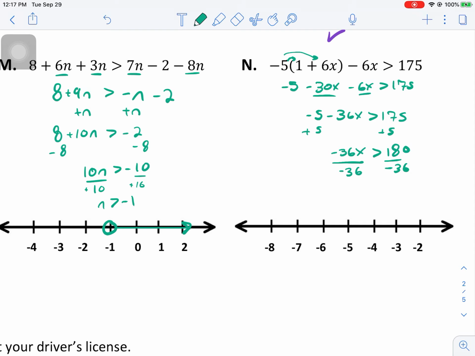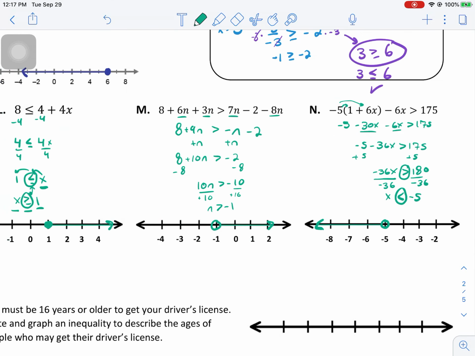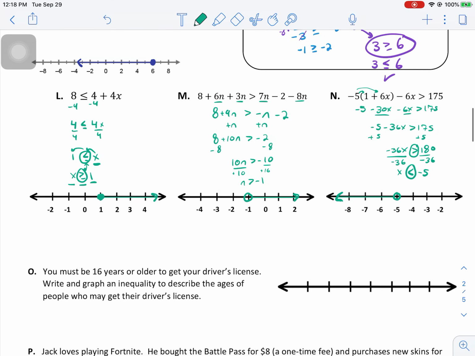Okay, when we divide -36 and 180, what's that going to give us? I think that's x less than -5. Remember, divide by negative, sign flips, so we have to go less than. So -5, open circle, and then we're drawing to the left. Okay, so those are just a couple solving examples.